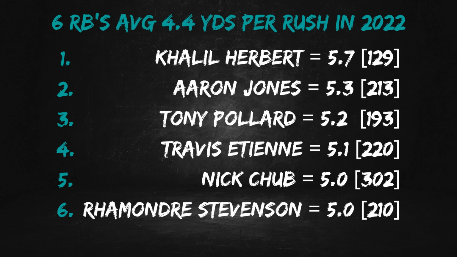Let's go over the 6 running backs who averaged 4.4 yards per rush in 2022. 5 yards per carry, we have to remember, is considered elite in the NFL. Only a few running backs hit that year after year, or any year total. So these are 100 carries minimum for these running backs. Khalil Herbert 5.7 with 129 rushes. Aaron Jones 5.3 per rush with 213 rushes. Tony Pollard 5.2 with 193. Travis Etienne 5.1 with 220.